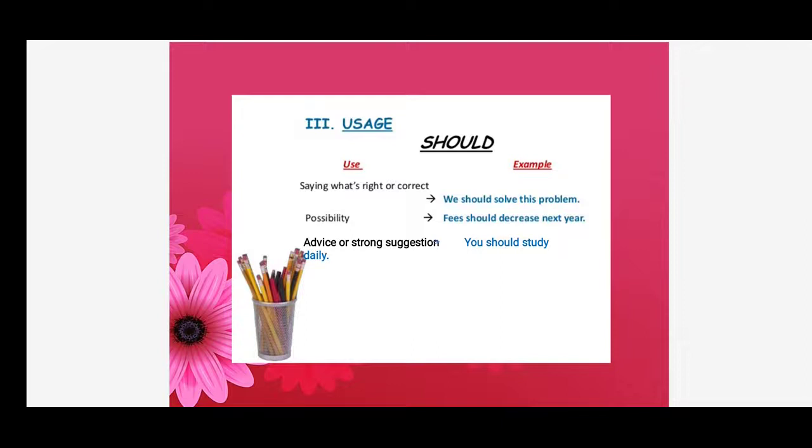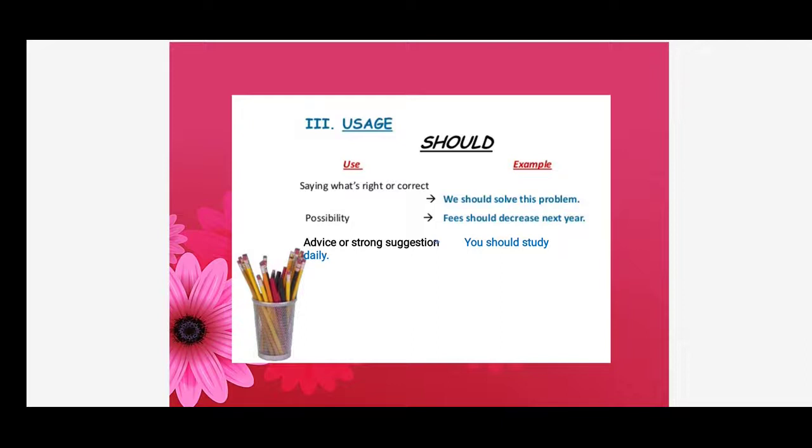We use should whenever we say something that is correct, or whenever we talk about possibility of something, or when we have to advise, that has to be a very strong suggestion. So let's see the examples first.